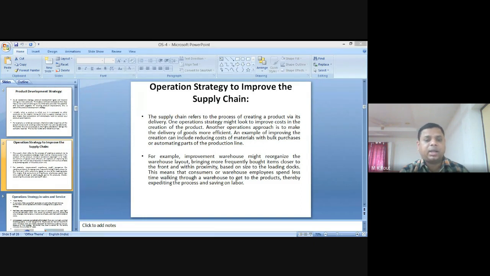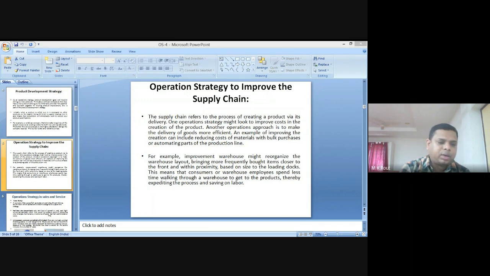But the thing is that they use their warehouse in a proper way: they bring the product to the front of the opening doors, and they have arranged different types of docks for loading and unloading activities. That means less working time for that particular product, and they also save a huge amount of labor. That is the concept behind operation strategy to improve the supply chain.